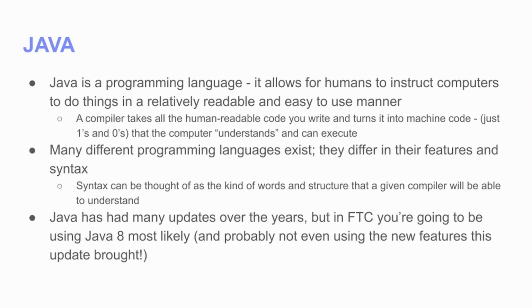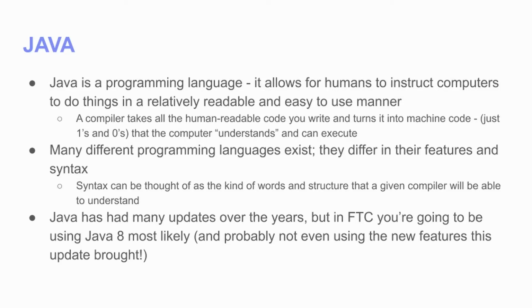Alright, so first off, we're going to be talking about what Java is. Java is a programming language, which means it allows humans to instruct computers to do things in a relatively readable and easy to understand manner. When you write your code, a compiler takes all this code and turns it into machine code, which is just ones and zeros, so that the computer can understand what you've written and run it on a processor.